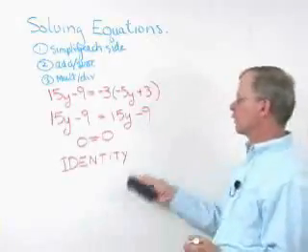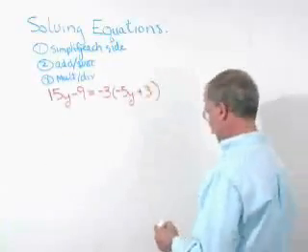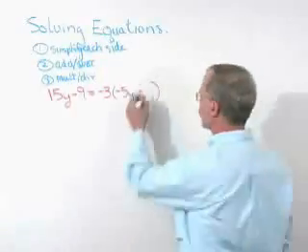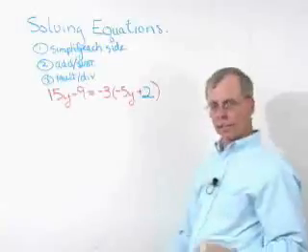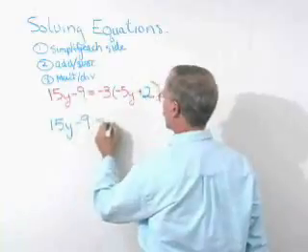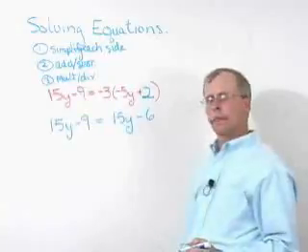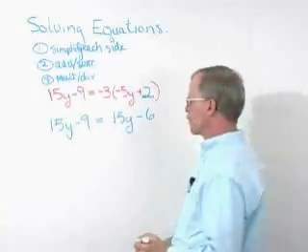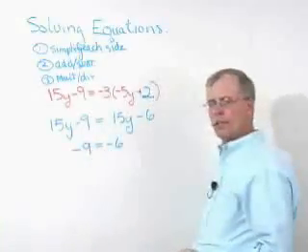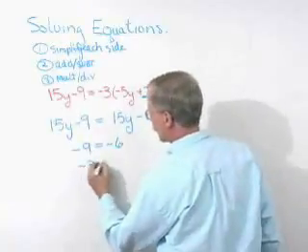Let's change the problem a little bit and try it again. If I change this 3 into a 2, and I solve the problem again, I'll have 15y minus 9 equals 15y minus 6. Now if I subtract 15y from both sides, I'll have that negative 9 equals negative 6. Or I might even add 6 to both sides now and say that negative 3 equals 0.